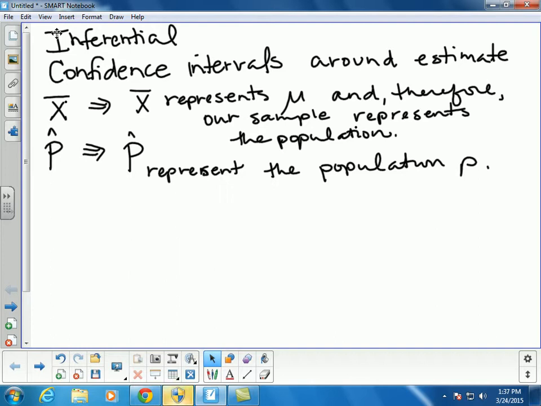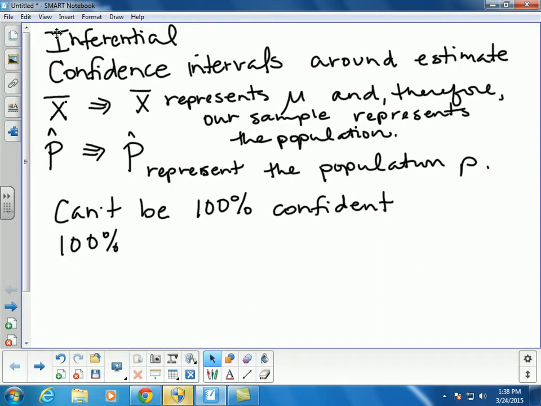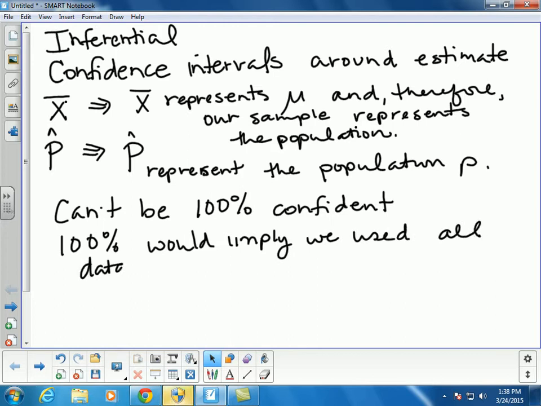Now the problem is we can never be 100% confident. And the reason why we can't be 100% confident is because we're talking about a sample. 100% confidence would imply we used all info or data from the population. And truly, that's kind of impossible, depending upon the populations that you're talking about.